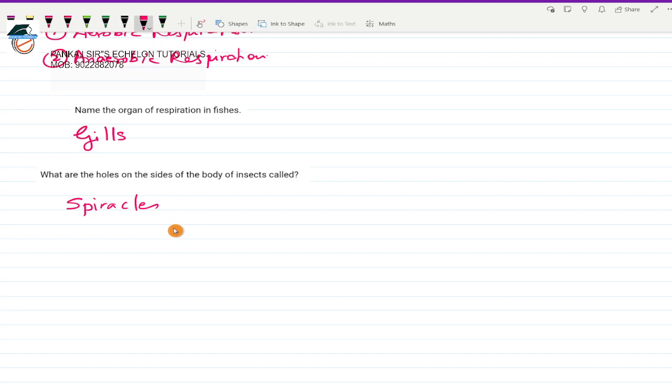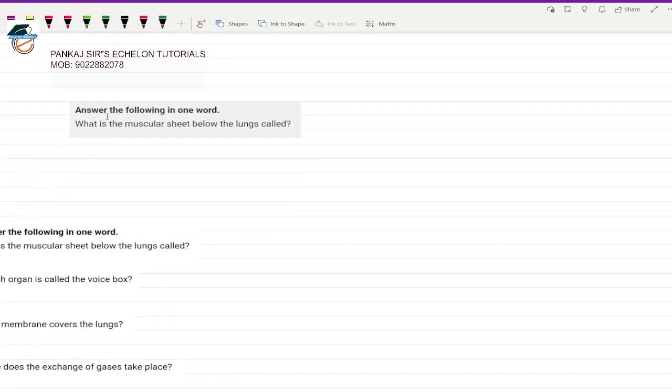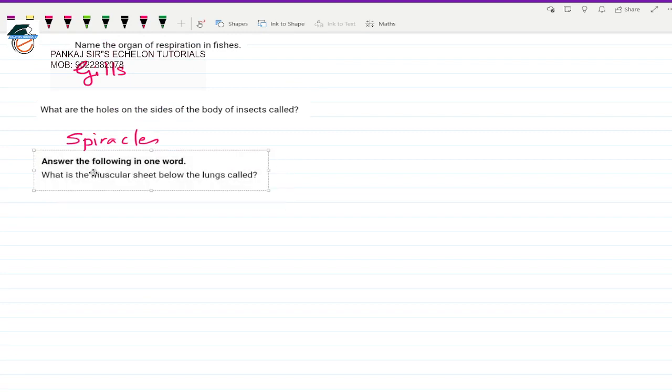Next question. The line is, answer the following in one word. You have to just give the answer in one word. The question is, what is the muscular sheet below the lungs called? Below the lungs you have a muscular sheet, which is separating the chest cavity and the abdomen cavity, and this muscular sheet is known as the diaphragm. So this is the one word answer.